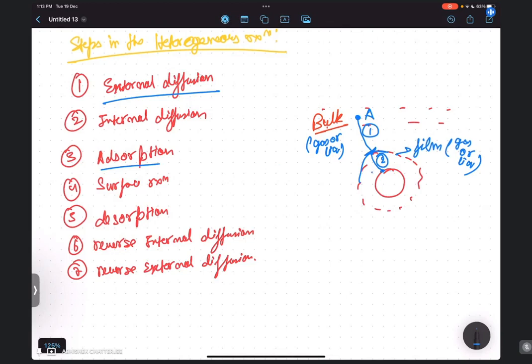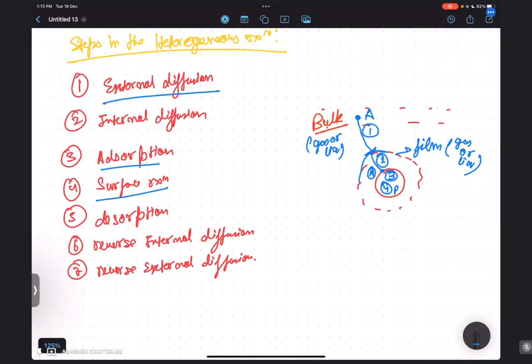Once reactant A reaches the catalyst surface, it will adsorb on the surface. Adsorption we have studied in mass transfer, no? So it will get adsorbed on the surface of the catalyst. Clear? That is your step 3. Then it will participate in the reaction, the surface reaction. That is your step 4. After step 4, your product P will be formed. Now this product P is in the adsorbed phase.